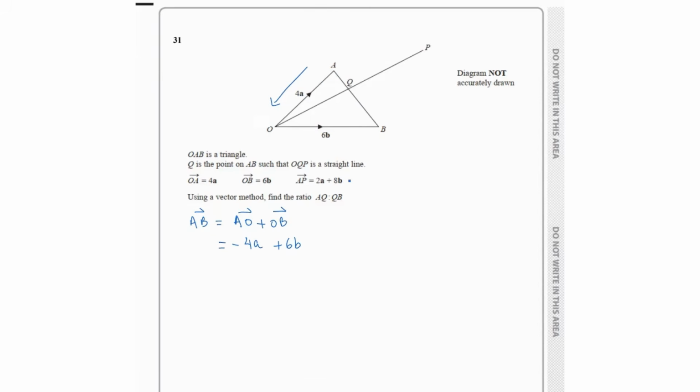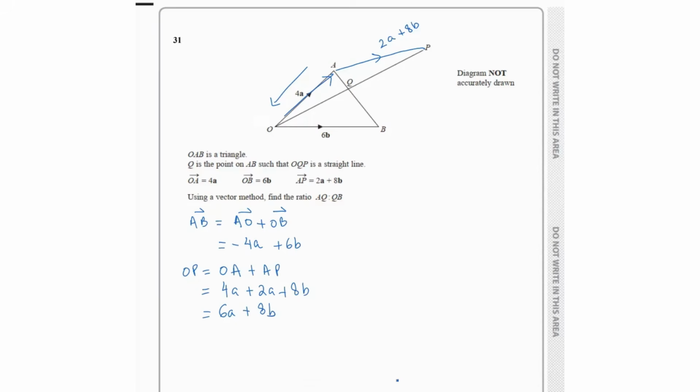Next, what we know is AP is 2A plus 8B. So we can use that to figure out OP. OP is going to be O to A plus A to P. We go from this point to this point and this to this. So OA is 4A plus 2A plus 8B, which is 6A plus 8B.